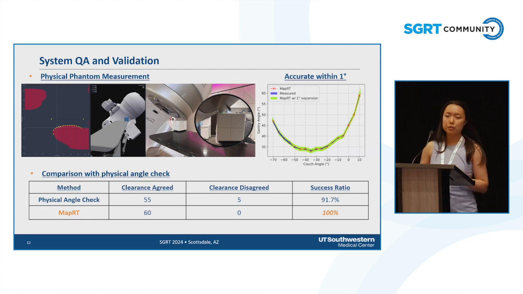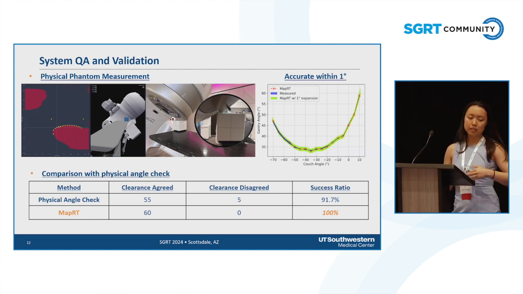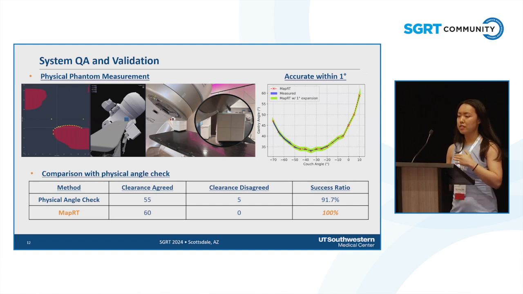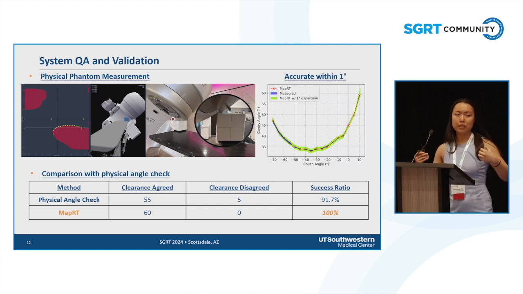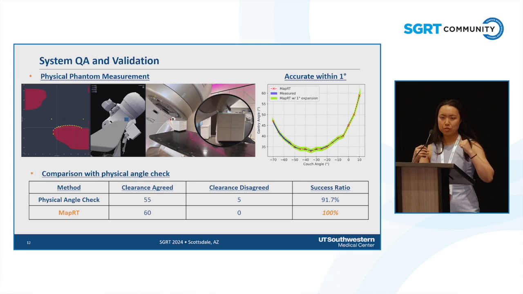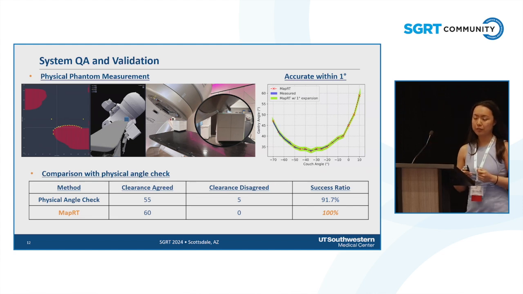And then we also compared, for 60 cases, the historical physical angle check accuracy versus the collision predicted by MapRT. And we actually found that MapRT was more accurate than the physical angle check in identifying collision issues, which makes sense because MapRT uses a patient-specific surface. A lot of times the patient's elbow or some part of the patient's anatomy will be sticking out of their treatment device, which cannot be identified in our physical angle check.